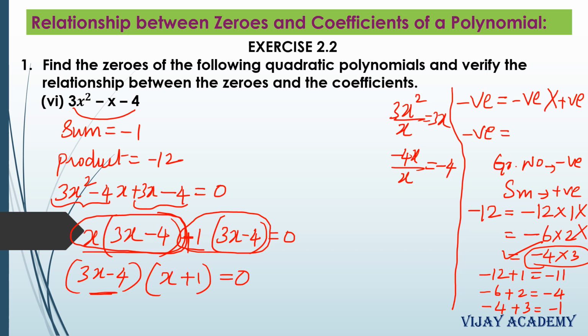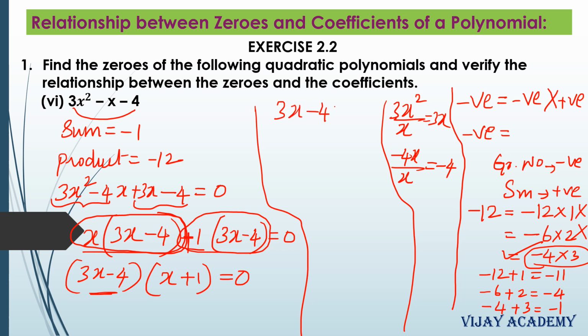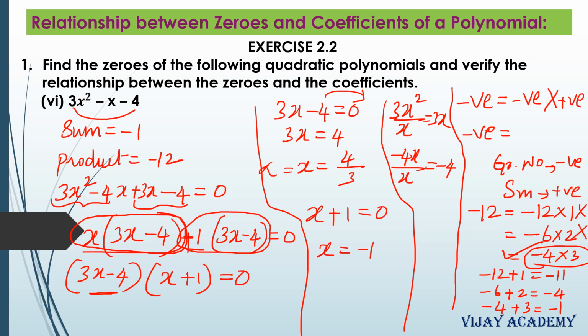Now we equate each factor to 0 and then get the zeros of the polynomial. So 3x minus 4 equals to 0, 3x equals to 4 by transposing minus 4 to RHS. Then x is equal to 4 by 3. So take this as alpha. And now second factor is x plus 1 equals to 0, x equals to minus 1. So beta equals to minus 1. So now we got the zeros. Now let us verify the relation.